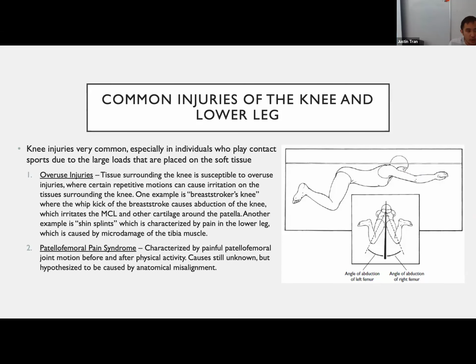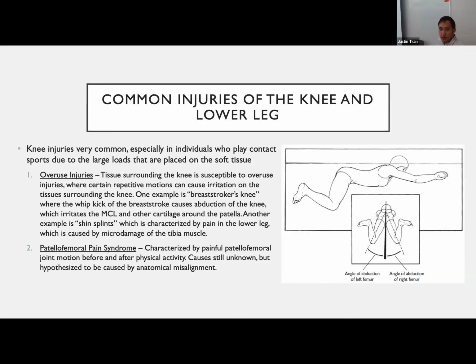Okay. So another injury that can occur at the knee are overuse injuries. Even though the knee is designed to only be a hinge joint, it goes through a lot. A lot of times you have oblique forces applied at the knee that are not really natural. One big example of this is a condition known as breaststroker's knee.